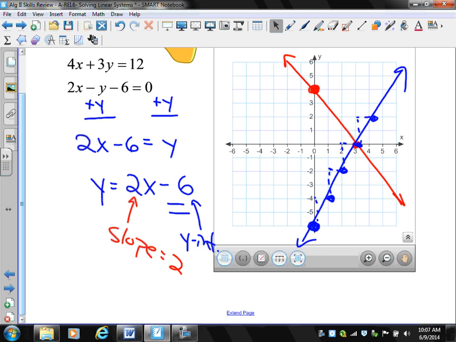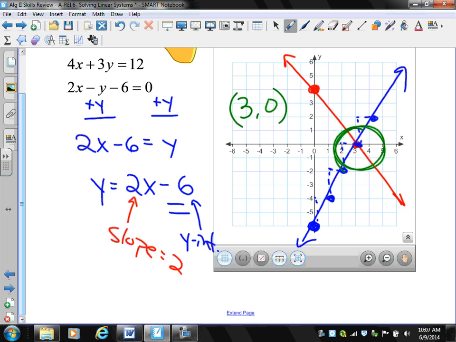Okay, so the question is, where do these two lines intersect? That's going to be the solution of this linear system. Well, it's certainly intersecting right there. That looks like the point 3, 0. So if I'm doing this approximately, it's just by visual inspection. Where do they intersect? Well, they're intersecting at 3, 0.